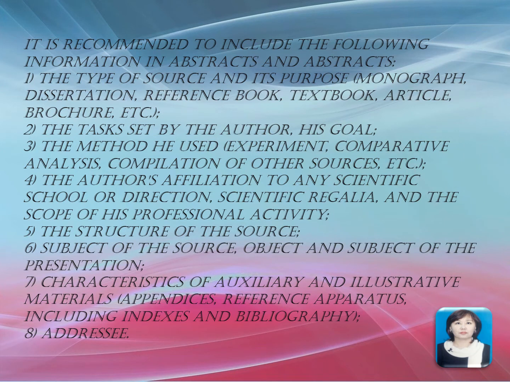It is recommended to include the following information in abstracts. The type of source: preface, monograph, dissertation, reference book, textbook, article, brochure, etc. The task set by the author, his goal. The method he used: experiment, comparative analysis, comparison with other sources, etc. The author's affiliation to any scientific school or direction, scientific regalia, and the scope of his professional activity. The structure of the source, the subject of the source, the object and subject of the presentation. Characteristics of auxiliary and illustrative materials, appendix, reference, approaches, including indexes and bibliography. Address.